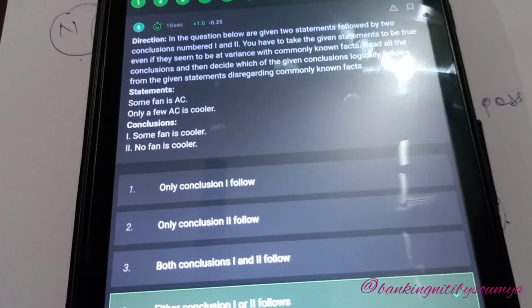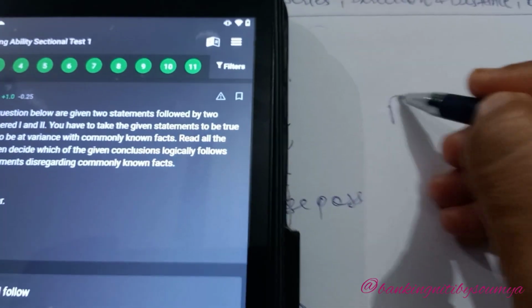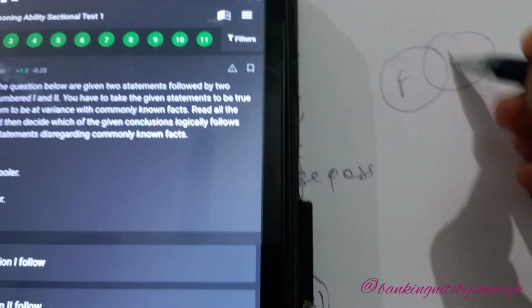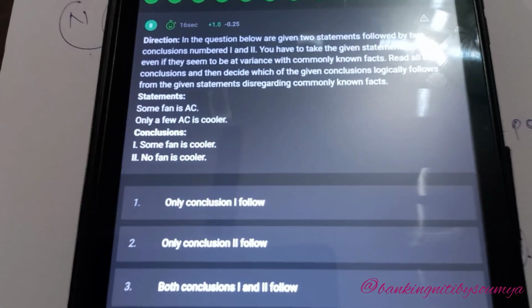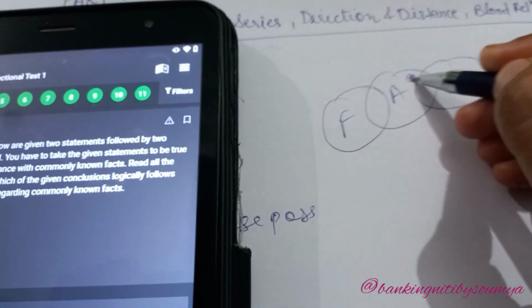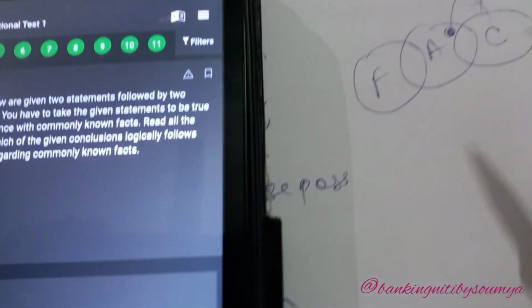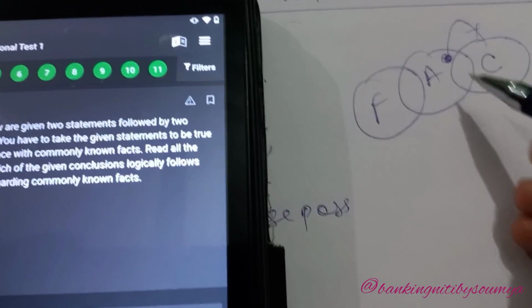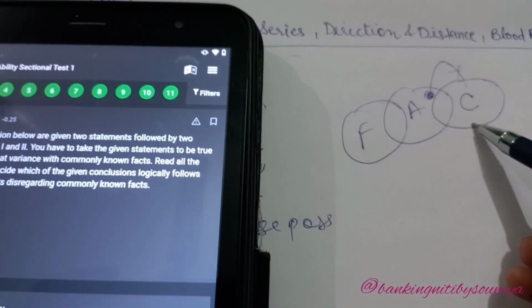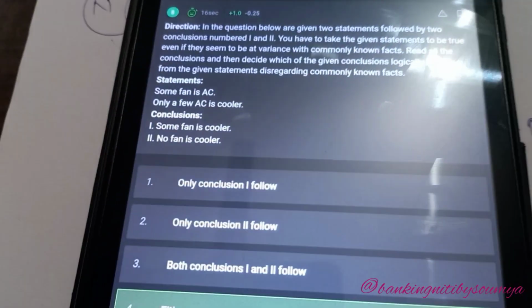Now our third question is some fan are AC. Here some fan are AC. Now the next statement is only a few AC are cooler. Only a few AC are cooler means in no possible condition is all AC not cooler. Now let's go to the conclusion.